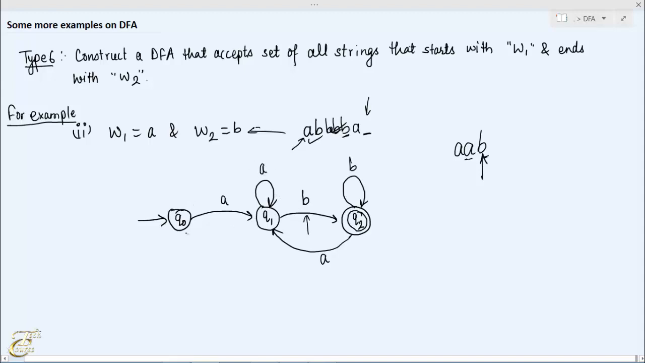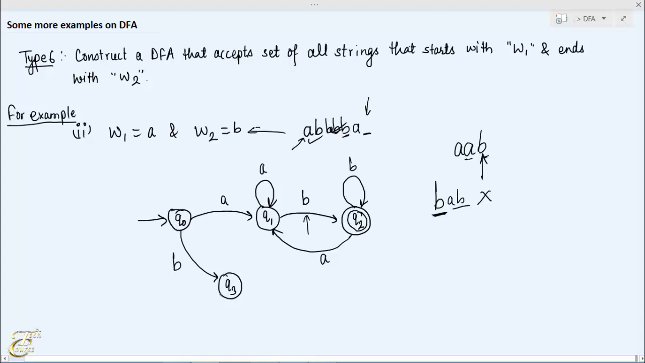Similarly, what if the machine reads a symbol B in the Q0 state? That means the string starts with the symbol B. In that case, whatever symbol comes after this B can't be accepted. That's why we make a dead state Q3 and switch to the state Q3 on encountering the symbol B in the state Q0.